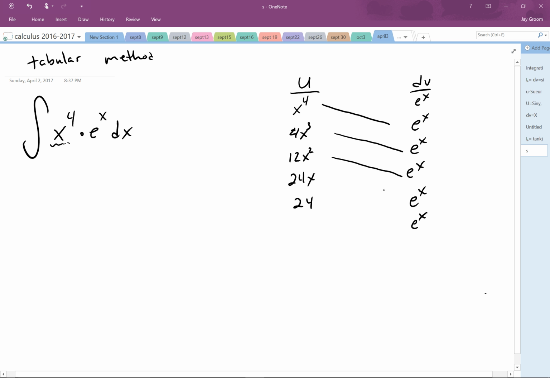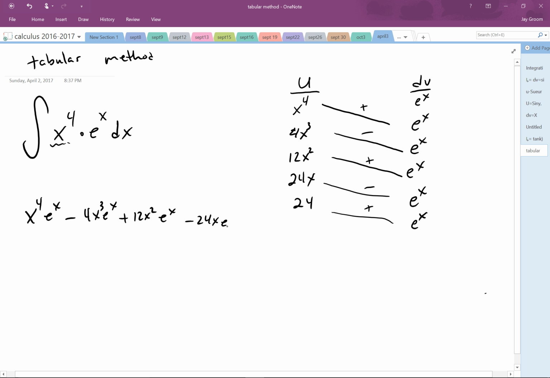And what you do is you line them up, and then you just go on the diagonal. So skip the first one. So boom, boom, boom, boom, boom. And notice, check this out, it's plus, minus, plus, minus, plus. And so my answer is literally x to the 4th, e to the x, minus 4x cubed, e to the x, plus 12x squared, e to the x, minus 24x, e to the x, plus 24, e to the x, plus c. Done! And you're finished.